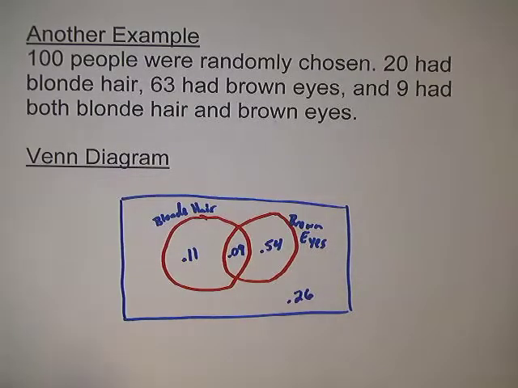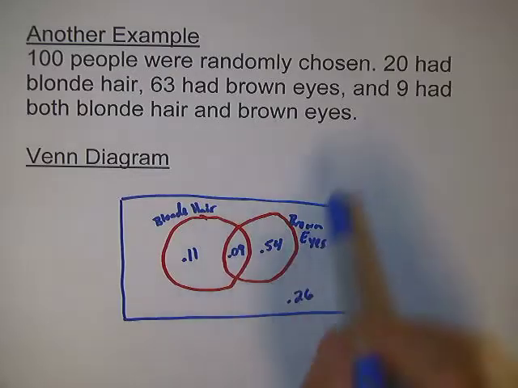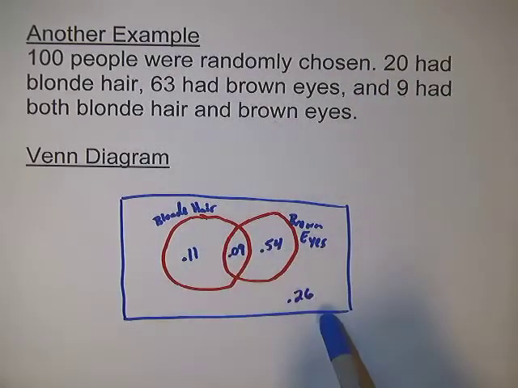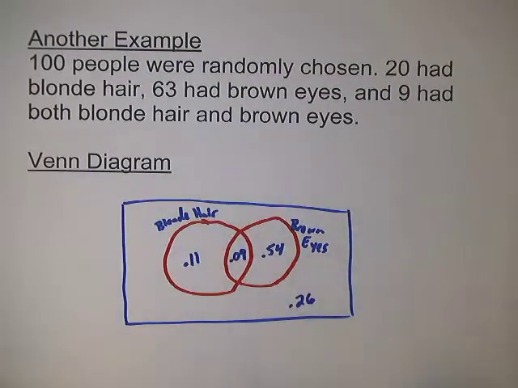One of the key things you need to look for in a Venn diagram is whether you can put your numbers directly into the Venn diagram, or if you need to make sure that you're not double counting people.